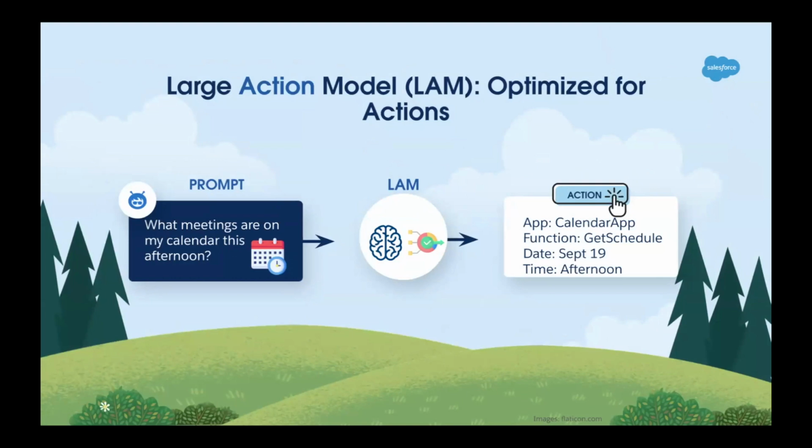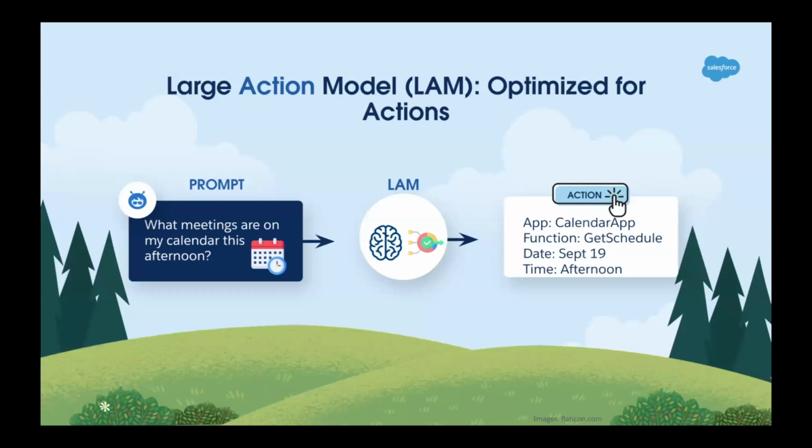So again, still generating text under the hood, but as you can see here on the right, it's generating a completely executable action. It could be an API call. It could be a function call. As we can see here, the correct app is specified. The function to take within that app is specified, as well as the variables needed to actually execute that function, all based on the prompt.